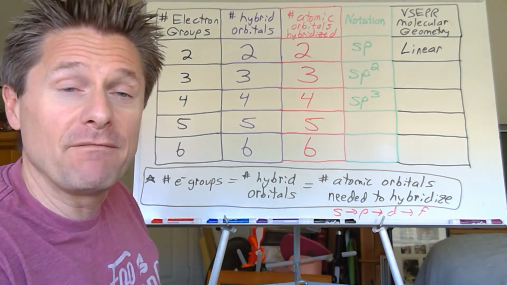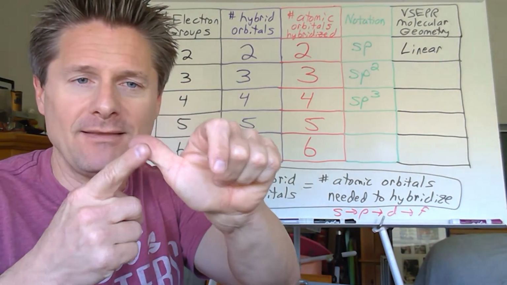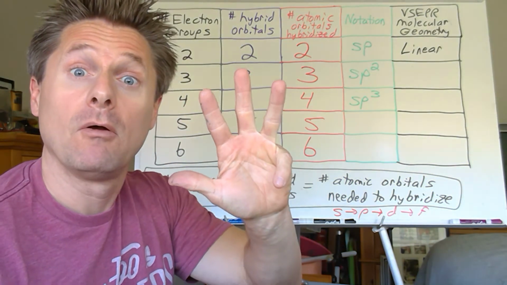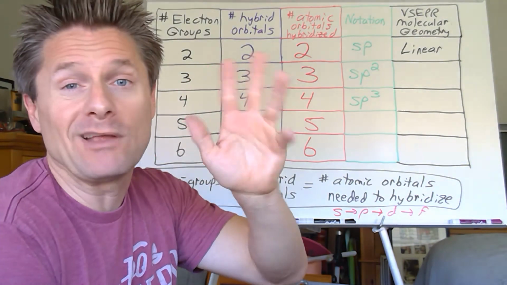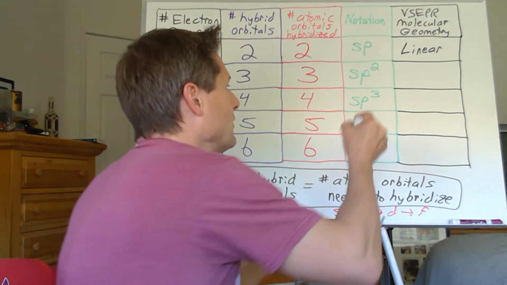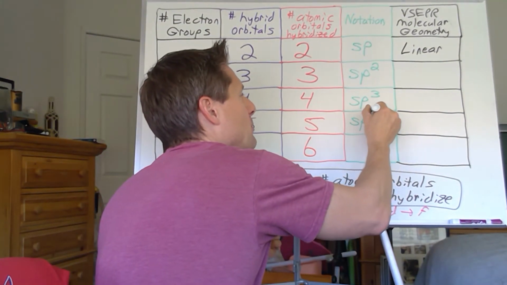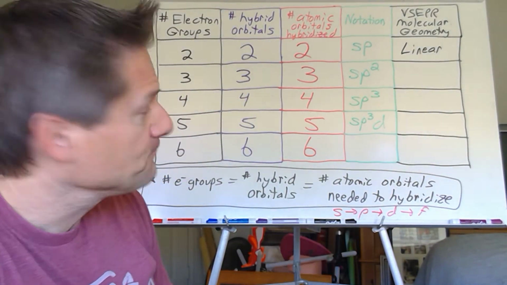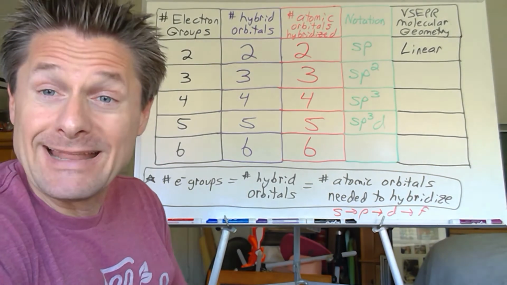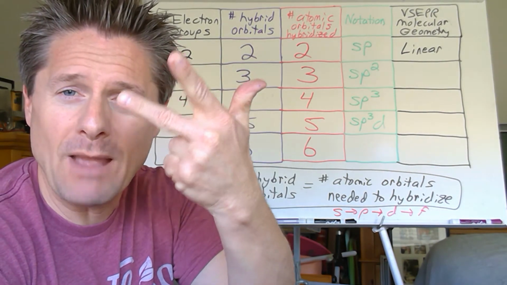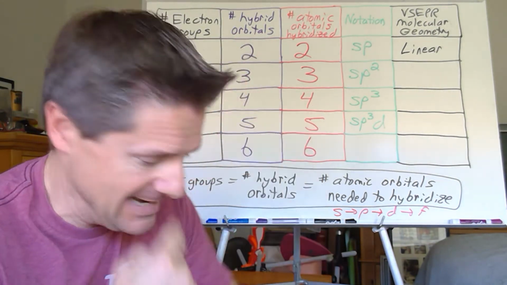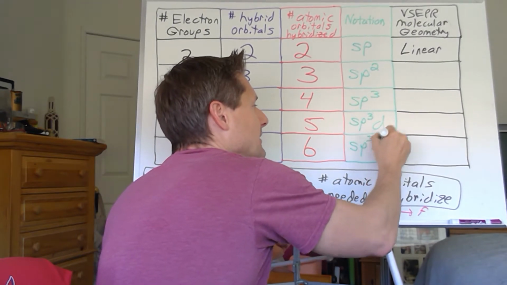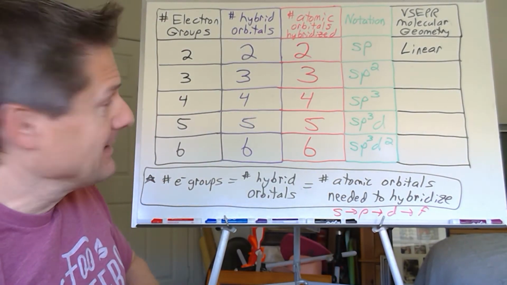If I need an expanded octet of 5, I need 5 atomic orbitals, s plus px plus py plus pz. I'm out of p's! I need a d. Now, whether that's dx squared minus y squared or dz squared, it doesn't matter. It's just one of the d's. So it's going to be s plus p plus p plus p plus d, or sp3d. And then, of course, with 6, I need 6 atomic orbitals, s plus px plus py plus pz plus a d plus another d. So that is 1 s, 3 p's, and 2 d's. This is critical.